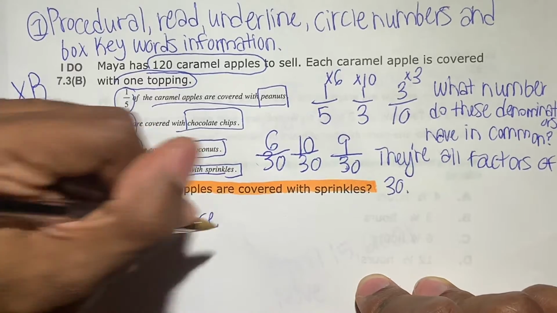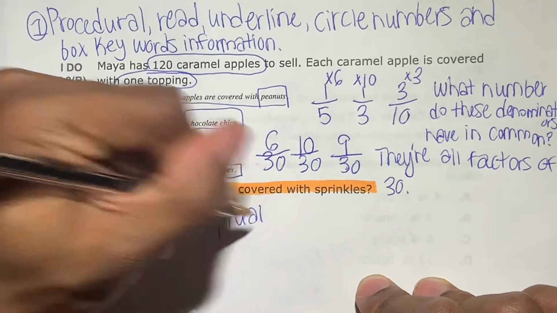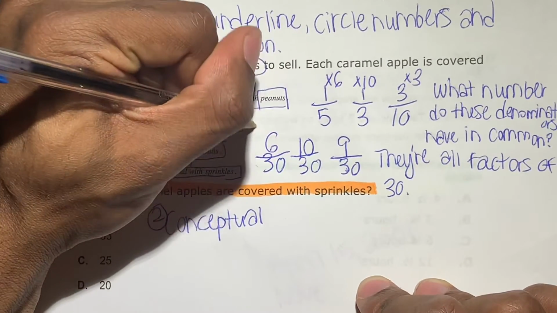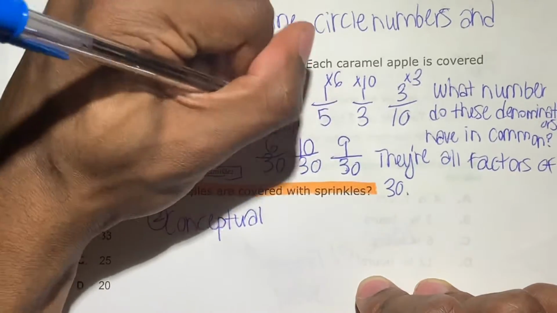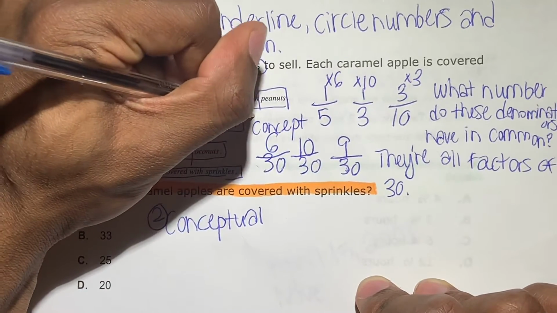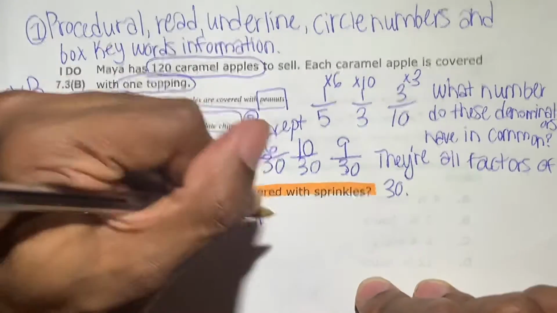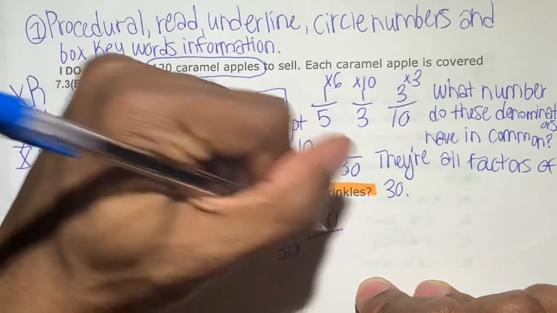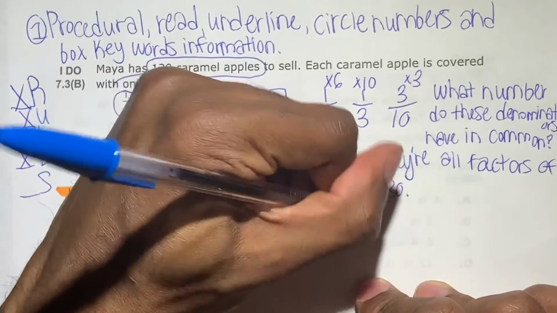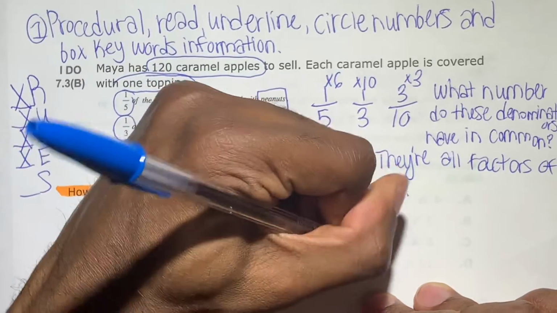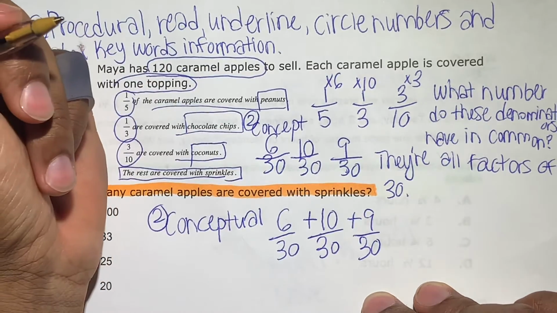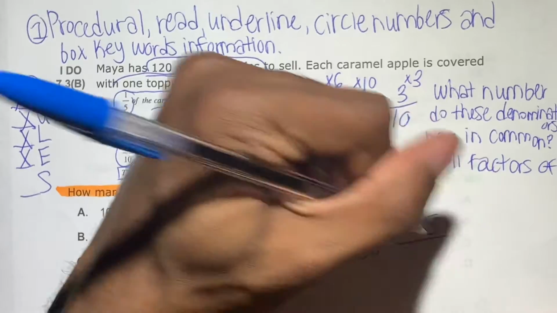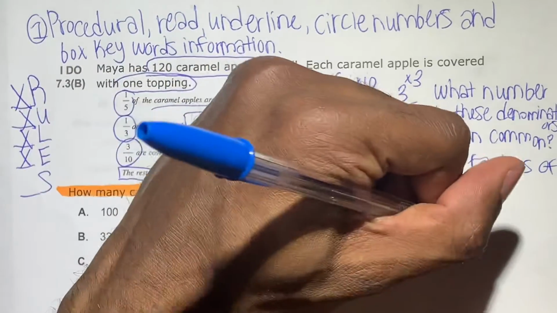So I'm going to write conceptual. This is our second lap, and it actually begins right here. Our concept begins right here, actually. But I rewrote it here as well. So we have 6 over 30 plus 10 over 30 plus 9 over 30. All right? And this is going to be equal to 25 over 30. All right?